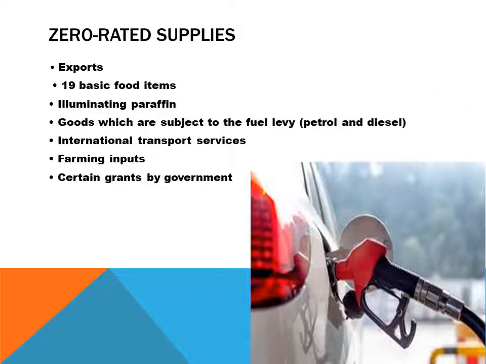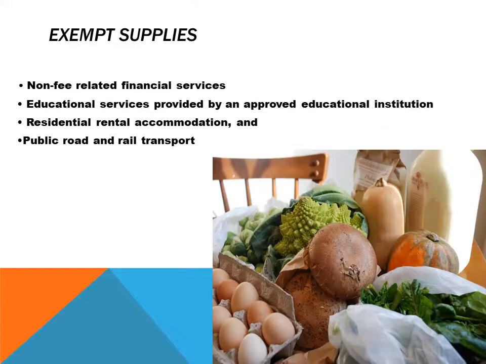Now, here are some examples of a zero rated supply: your exports, your basic food items, illuminating paraffin, goods which are subject to fuel levy, which is your petrol and your diesel, international transport services, farming inputs, and certain grants by the government. And it's also good to know that not all countries, even the most developed countries, charge VAT. Like the USA, they don't have a VAT system over there.